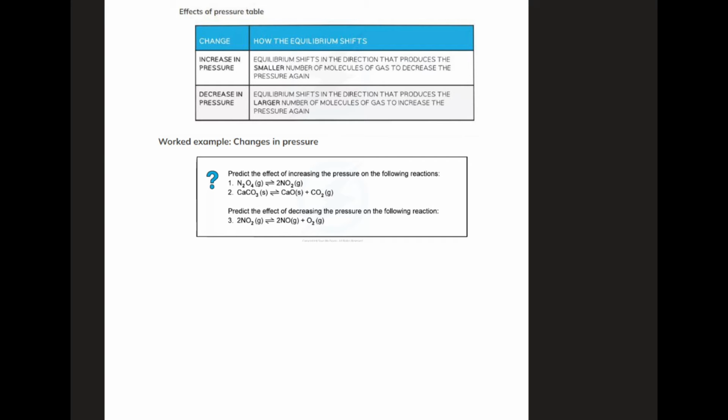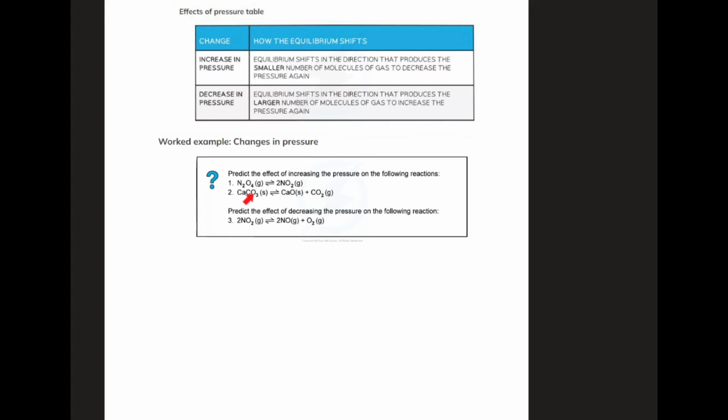To the left? Yes, correct. Shift to the left. Okay, so of course if they ask you to explain, you just say because the left hand side has fewer gas molecules. Okay, now number 2. What do you think when you increase the pressure?